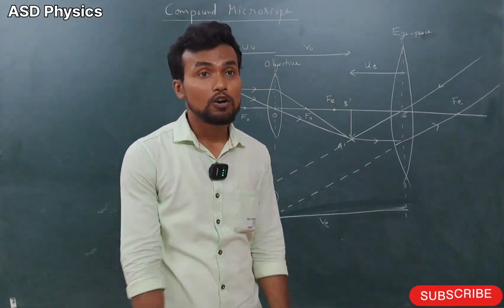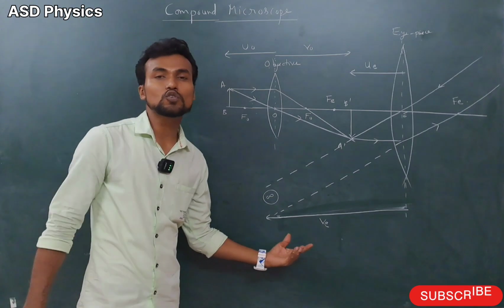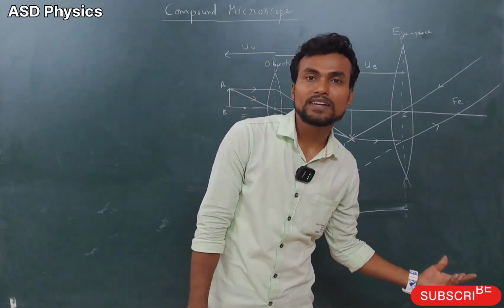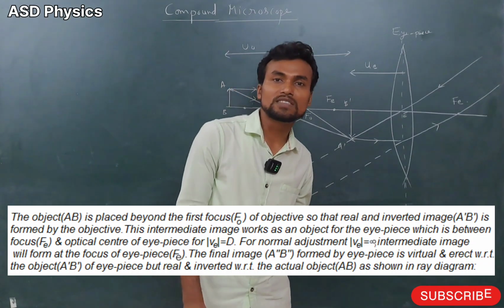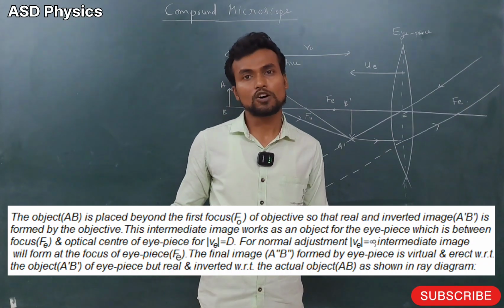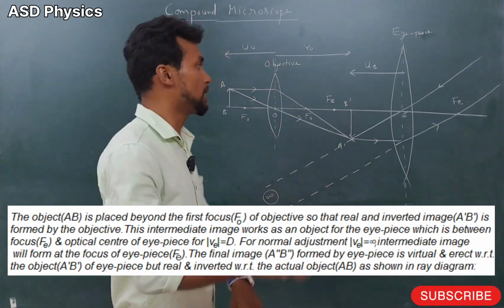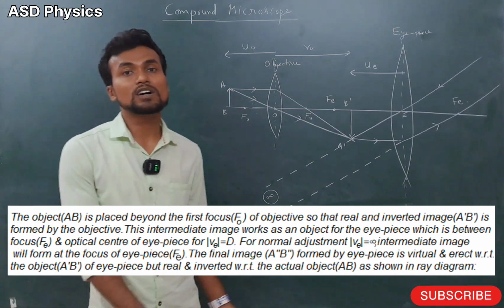So now after that, what we are going to do? We are just going to derive the magnification formula of a compound microscope. The introduction of this compound microscope will appear on the screen that you have to copy in the exam. Now directly what we'll do? We will do the derivation.